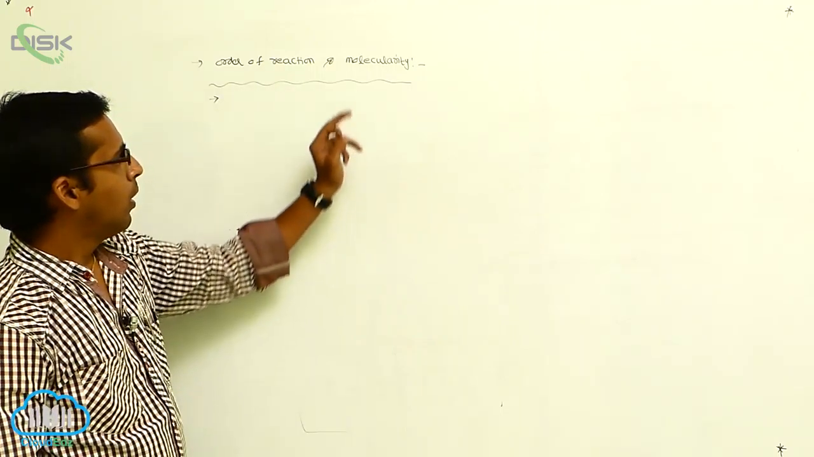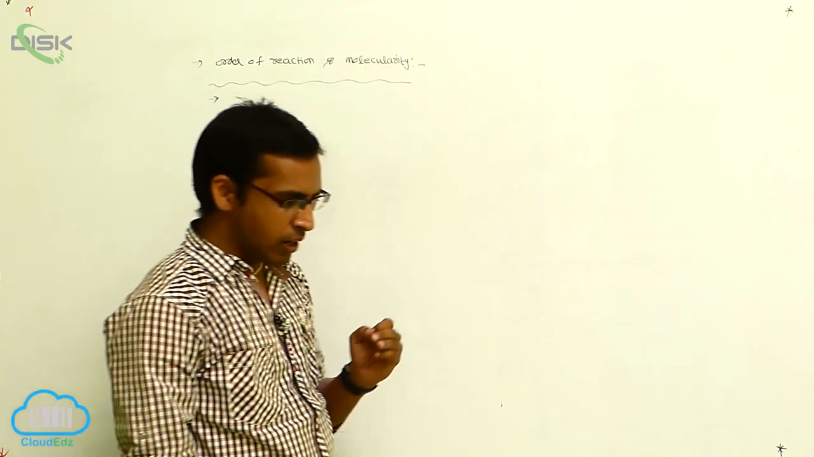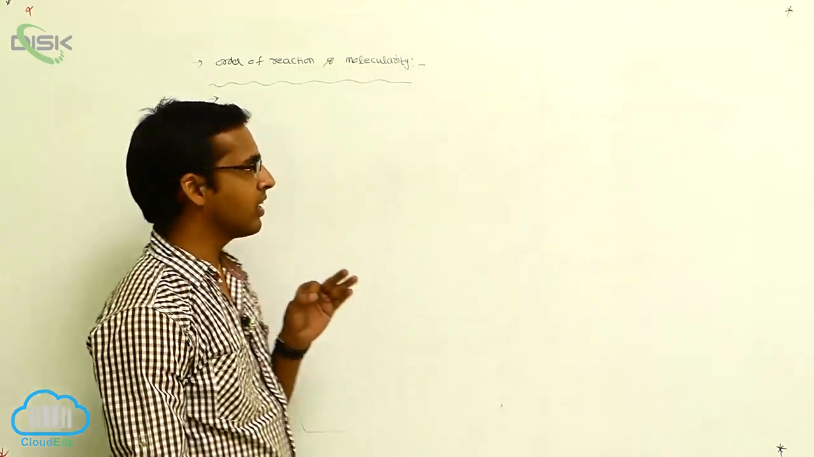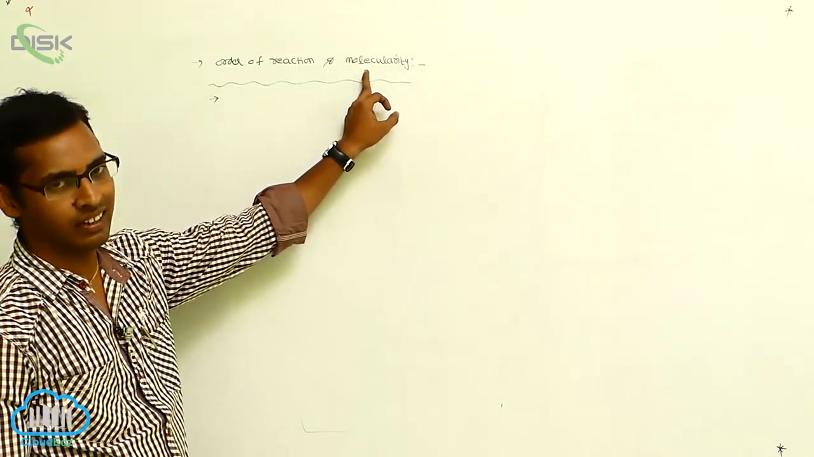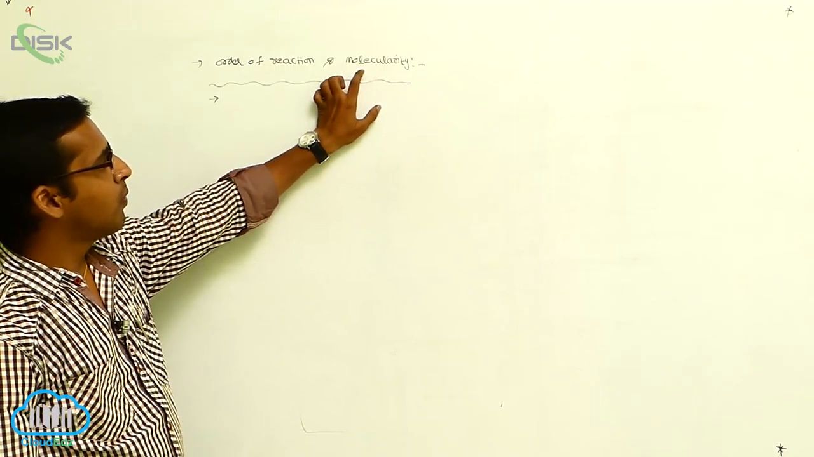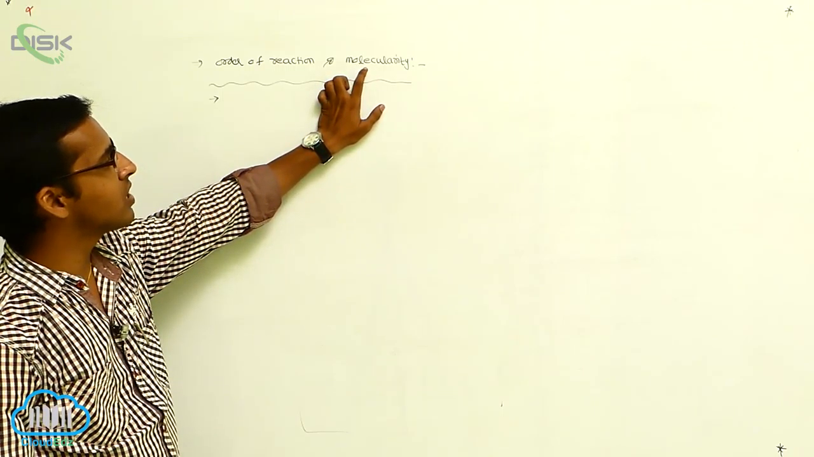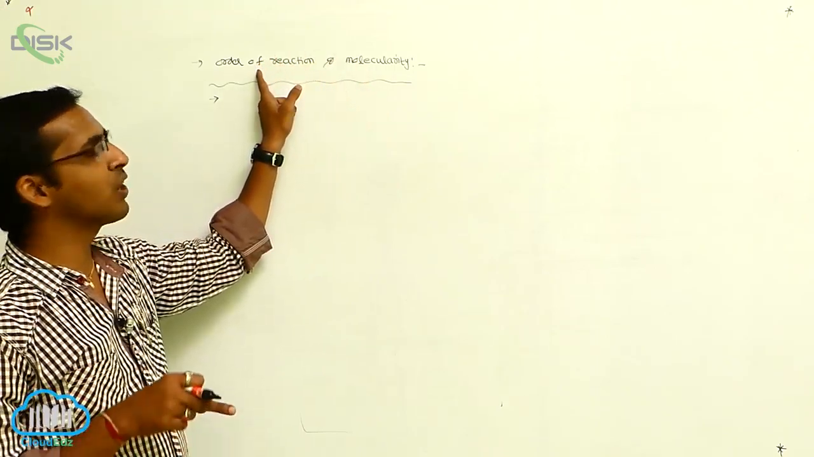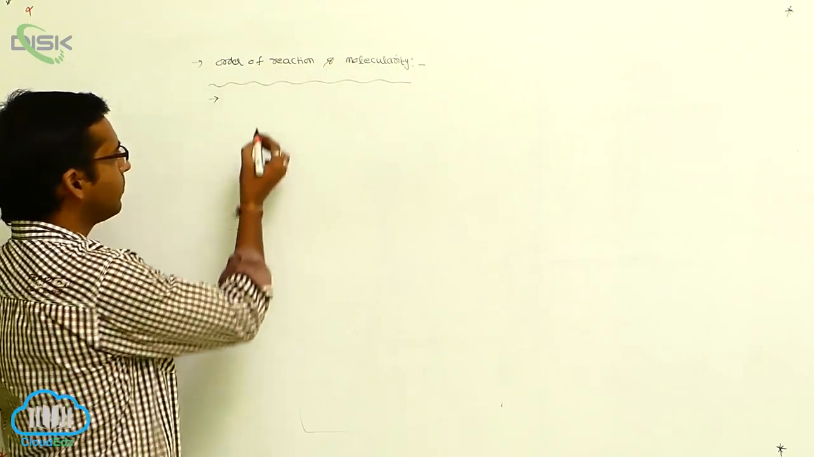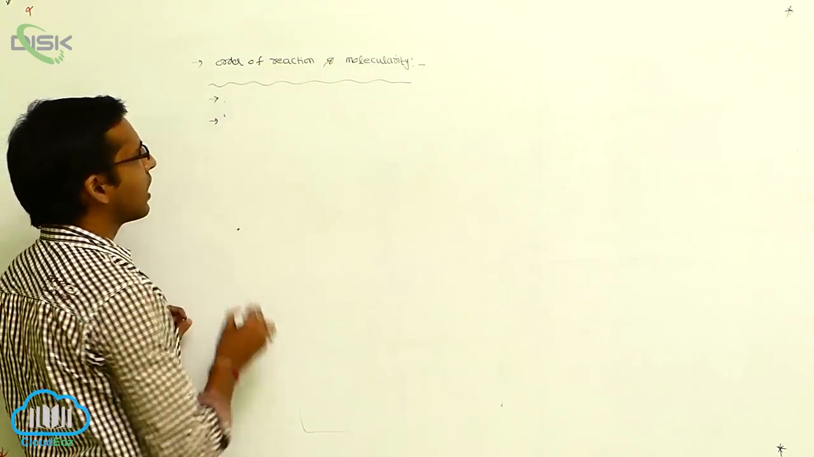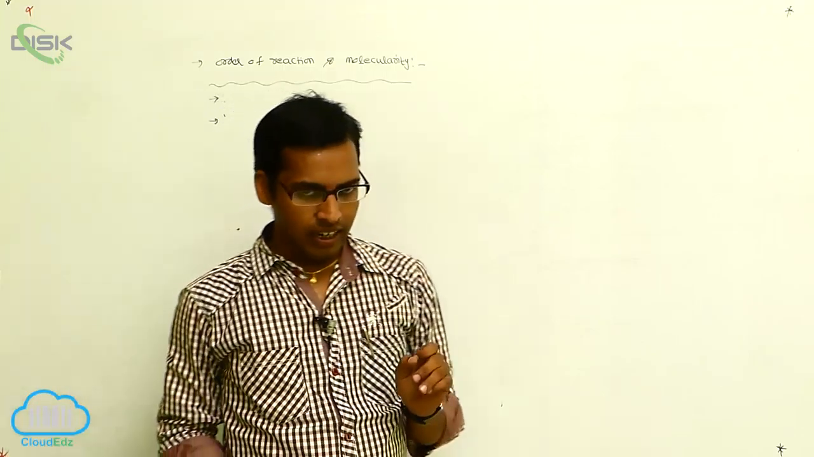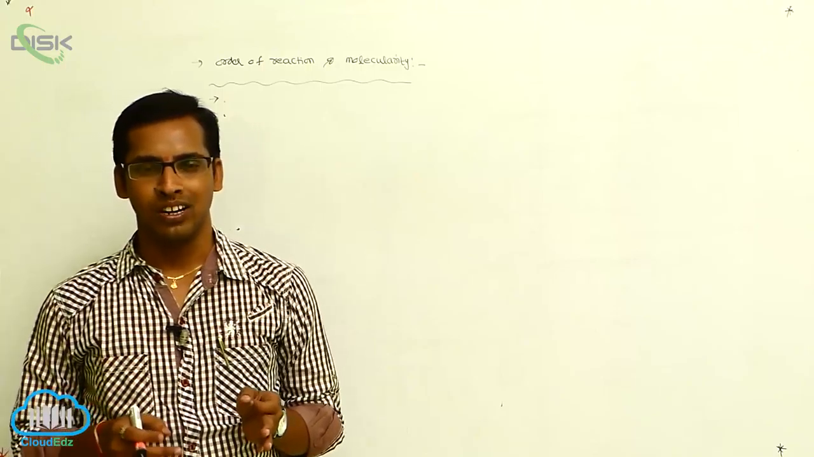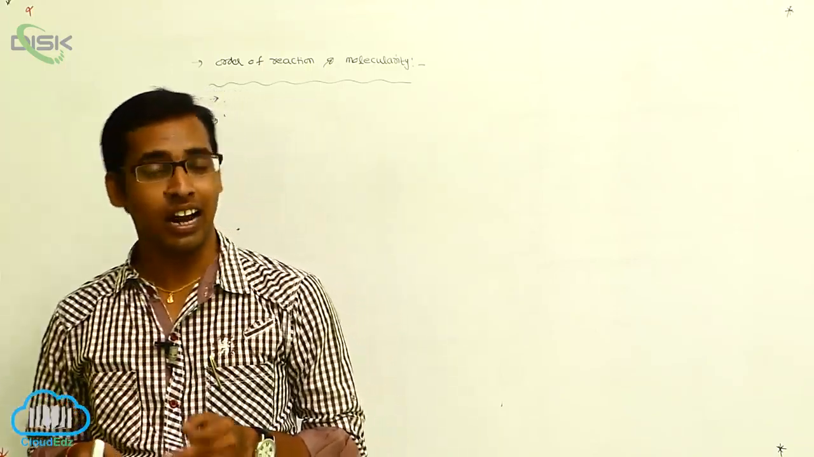Okay, so this topic is already completed. So only the differences: the sum of the powers of the concentration terms is called the order of reaction. Molecularity means the number of molecules participating in a chemical reaction. Here, the participation of a number of molecules is called molecularity. The sum of the powers of the concentration is called the order of reaction.